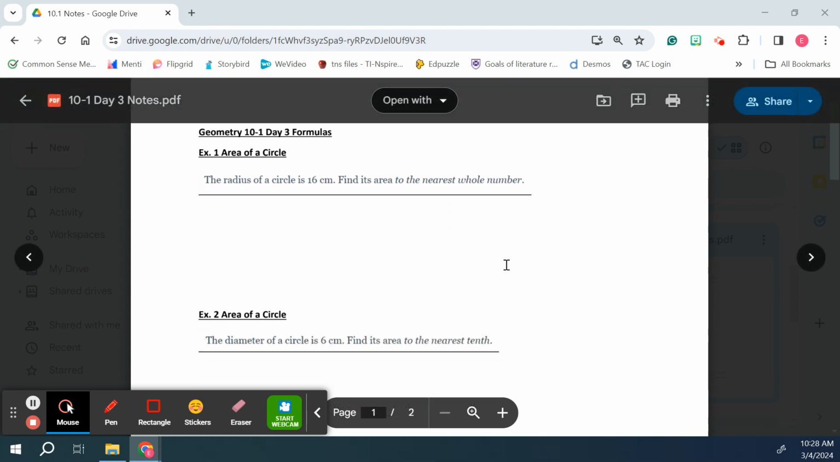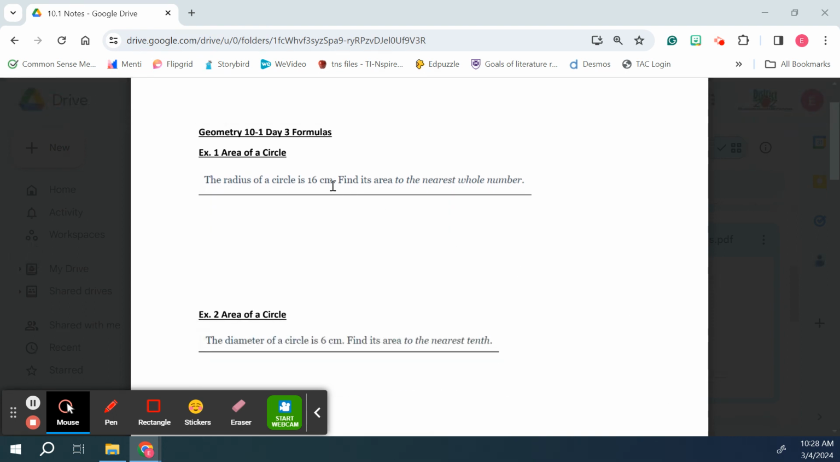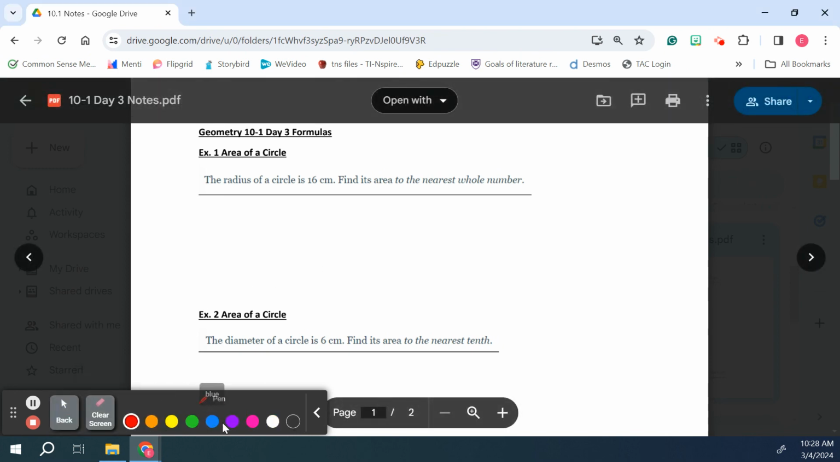The radius of a circle is 6 centimeters. Find its area to the nearest whole number. According to our graphic organizer, the area is equal to, not 2, sorry, that's circumference, the area is equal to pi times the radius squared. If they're giving us a radius, there's not much we need to do except substitute in. So the area is going to be equal to 6 squared times pi. When you put that in your calculator and round to the nearest whole number, the area is equal to about what?